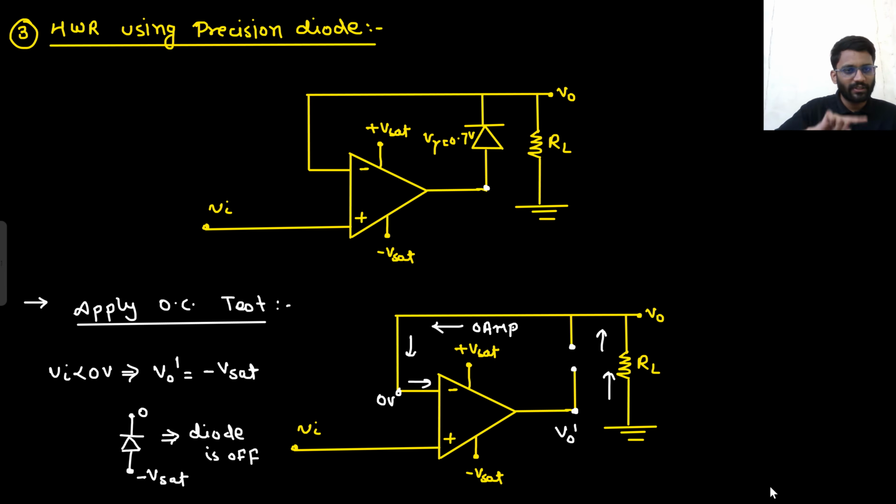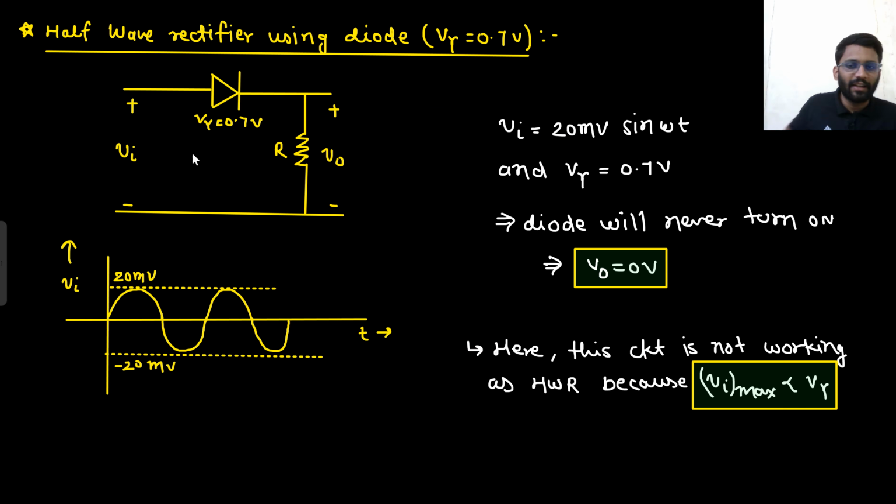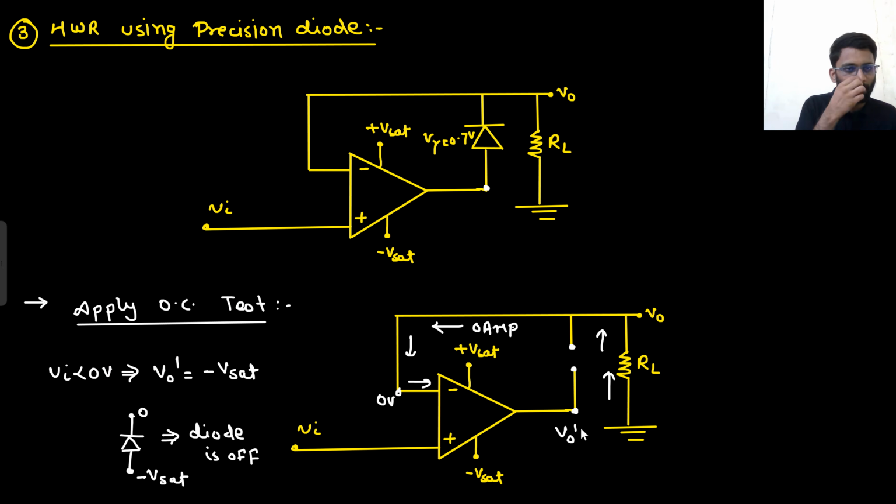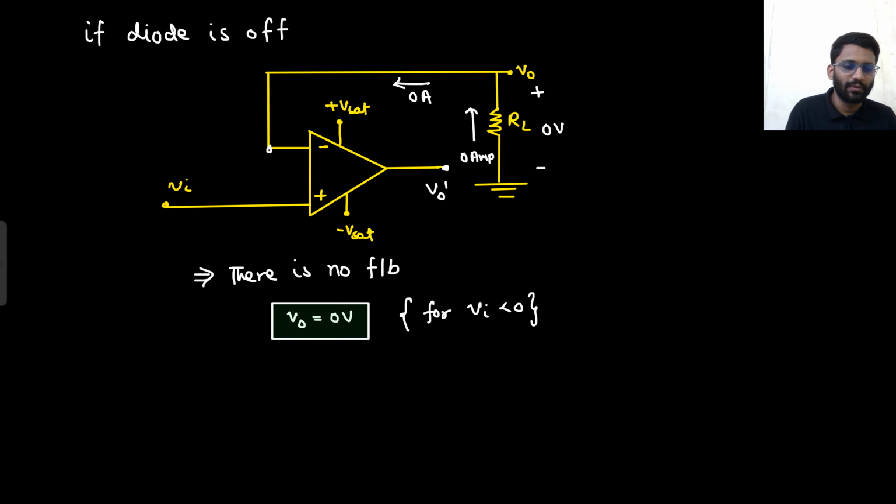Now again I am going to apply the open circuit test, but for V in greater than 0. This is how we check in a half wave rectifier as well. We open circuit this diode. If V in is greater than 0 then the diode is on, and if V in is less than 0 then the diode is off. The same thing we are doing here. So I need to copy the same circuitry, and again I am applying the open circuit test for V in greater than 0. This is our circuitry.